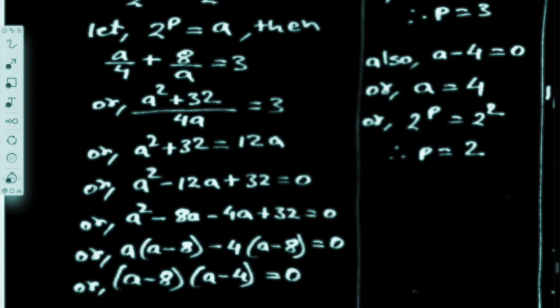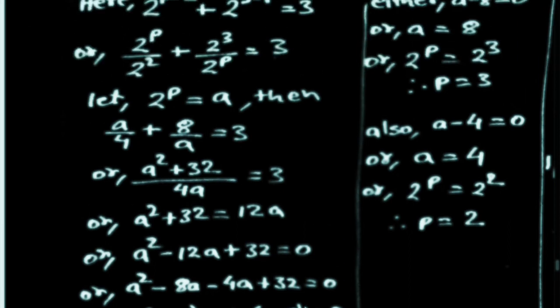Now these are the factors of this expression. Here our expression is a squared plus 32 equals 12a. Now this should be factorized to get the value of a. Here the factors of this expression are a minus 8 and a minus 4. From these factors we can easily get the value of a. Let's see here how to get the value of a.